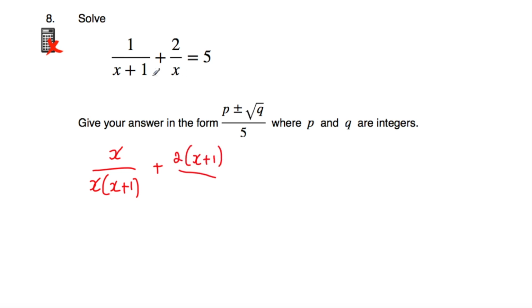And then we've got x, and we're going to times it by x plus 1, so it'll be x bracket x plus 1. And that equals 5. Okay, so we've now got two fractions with the same denominators. Let's now expand the brackets here.